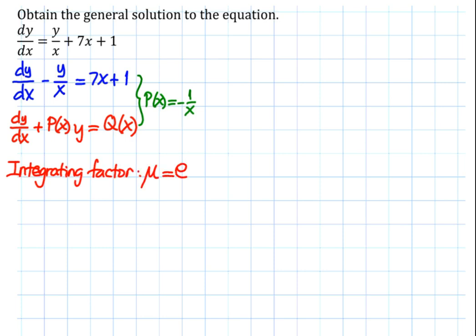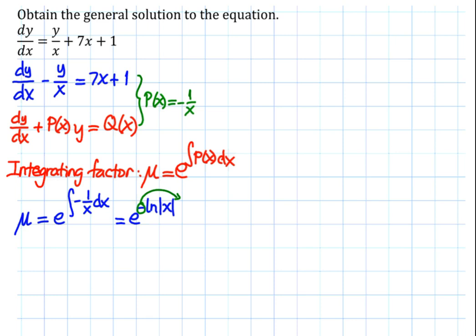mu equal to e to the integral of p of x, e to the integral p of x. So mu will be equal to e to the integral of negative 1 over x dx. Integral of that will be e to the negative ln of absolute value of x. And we can move the negative 1 in front of the ln inside as the exponent.